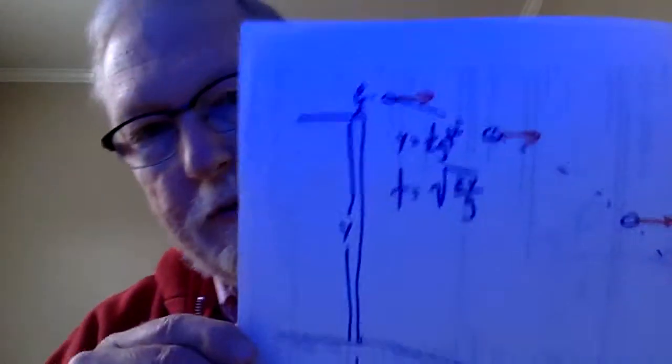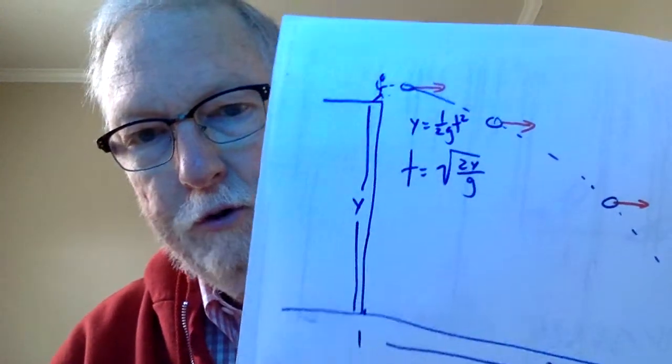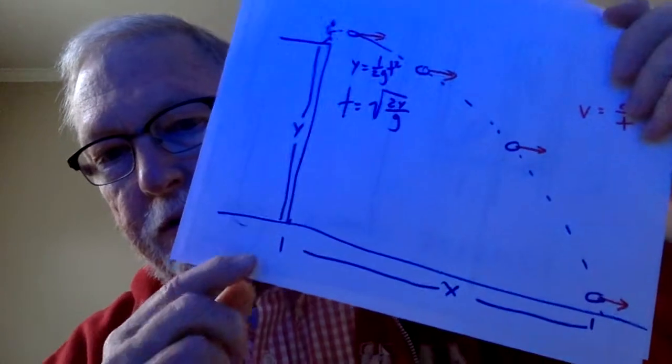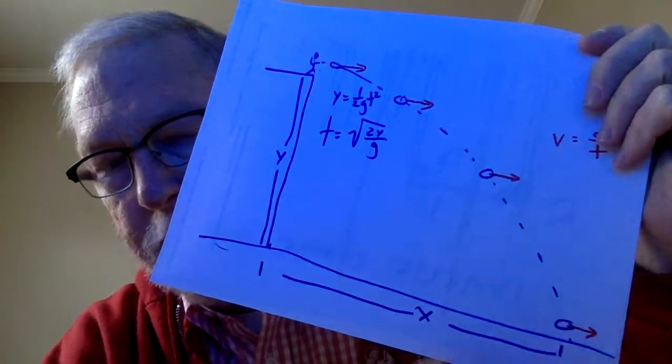So let us take a moment and look at one of the problems in the book about projectile motion. On page 100, it says, a ball of mass 1 kilogram rolls off a 1.25 meter table. So it rolls off a 1.25 meter table, which would be y right there. 1.25 meters is y. And it hits the ground 3 meters from the table, which would be x.